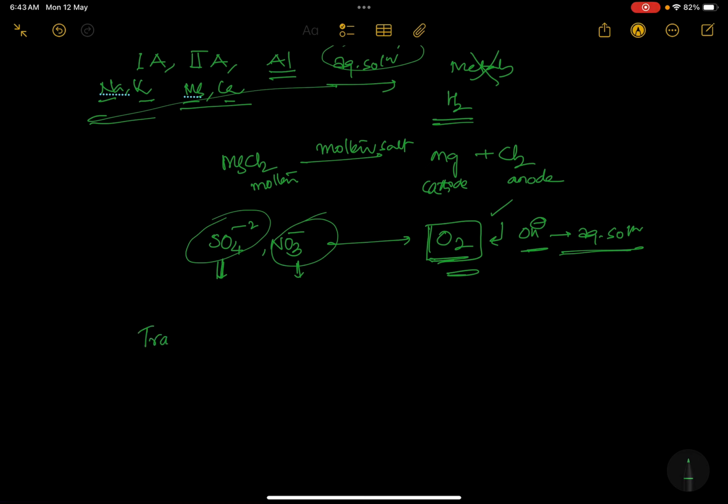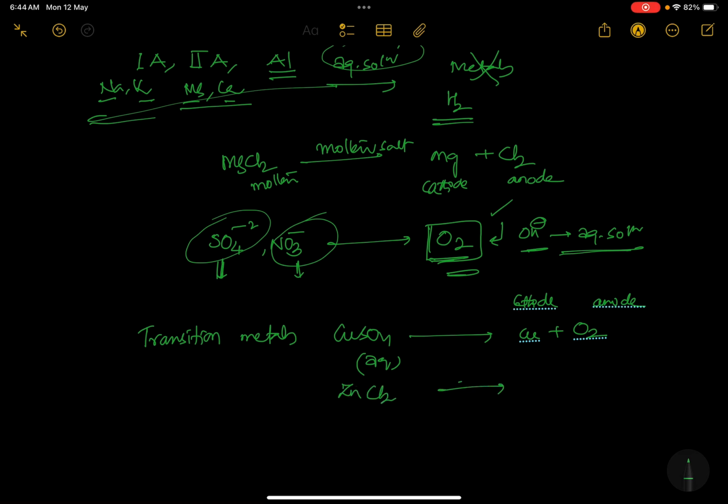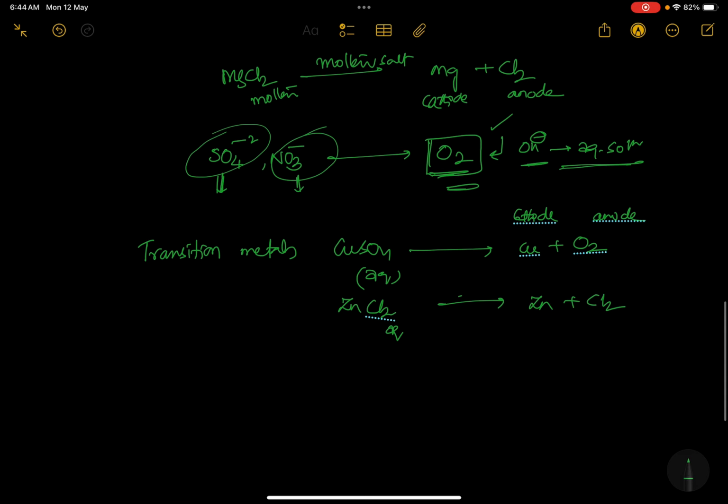If you have transition metals like copper, here you can use an aqueous solution very comfortably. Copper and oxygen you are going to get. This is the cathode product, this is the anode product. Fine, it's very simple. Zinc chloride, if you are using an aqueous solution, you get zinc here and chlorine here. And here also one interesting point is there. If you are using AgNO3, you get silver and O2.